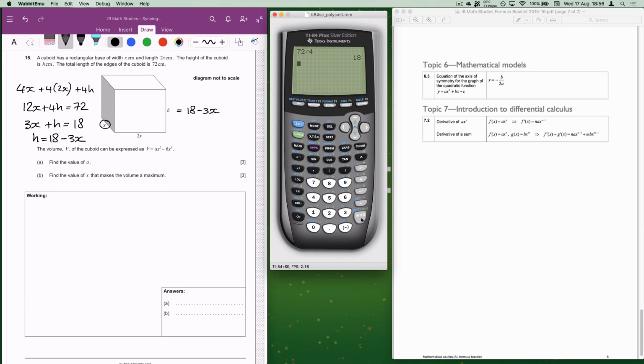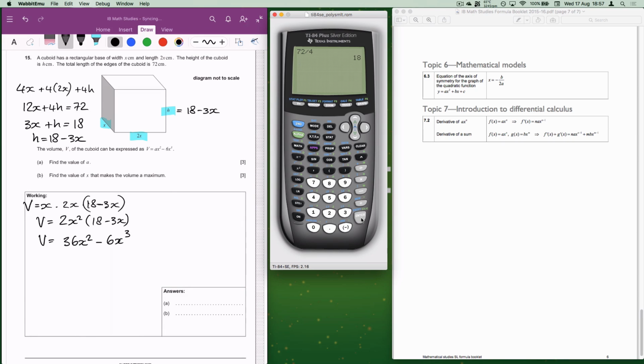Okay, so we want to work out the volume of a cuboid. It's length times breadth times height. So we're going to take this, times it by this, times it by this, and that should give us the volume. So we're going to have x times 2x times 18 minus 3x. But that 18 minus 3x must be in parentheses. So that gives me 2x squared times 18 minus 3x. And remember, this is the volume. So the volume is equal to 36x squared minus 6x cubed.